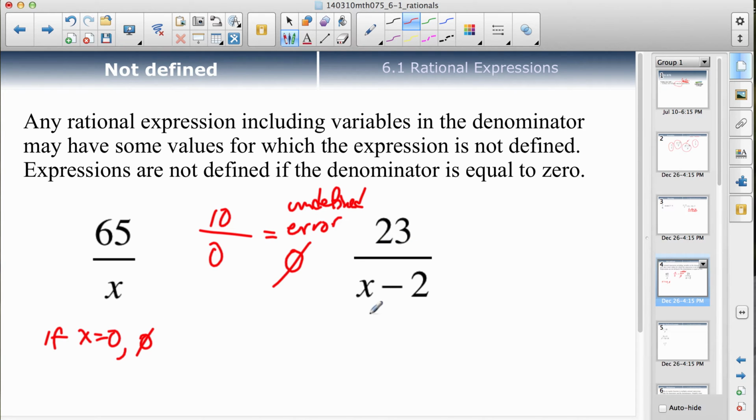Similarly here, what would I have to put in there to make the whole bottom thing 0? If I put a 0 in, 0 take away 2 is negative 2, that's allowed. I can have negative or positive numbers on the bottom. I just can't have 0. So what number would I plug in for x to make that bottom 0? Hopefully you're thinking 2, and that's correct. In this case, this expression is defined for every value that I throw in for x, except x cannot be equal to a positive 2. If it is, it's undefined.